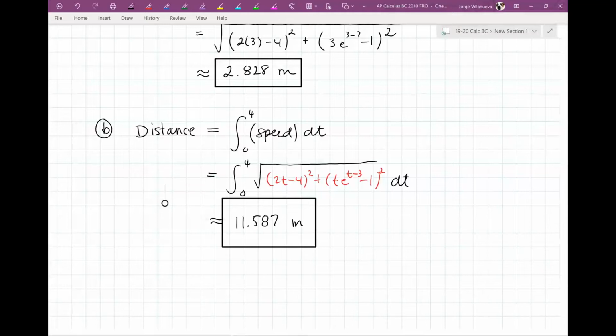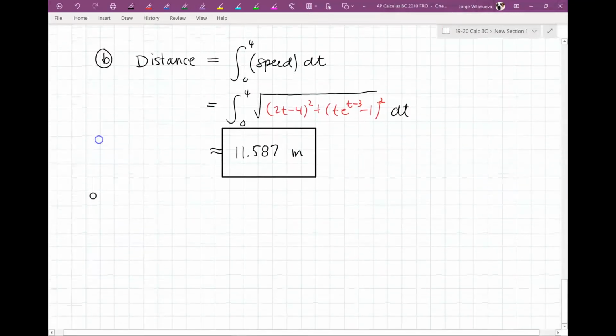Remember, you integrate your speed to get distance. You can integrate velocity to get distance as well, and the reason why it's the same is because speed is velocity without direction. So it's okay to integrate speed or velocity to get distance.